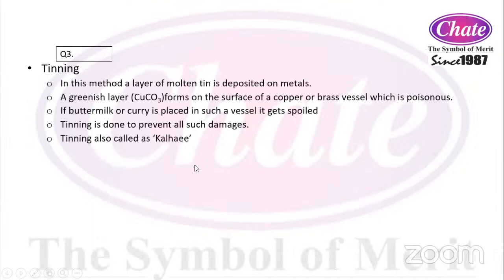Then tinning. Now in this method a layer of molten tin is deposited on the metal. The greenish layer forms on the surface of copper and brass vessels. It is very poisonous. कॉपर कार्बोनेट का लेयर जो है पॉइजनस होता है. Even if you put buttermilk or curry in such vessels, it will get spoiled. Then tinning is done to prevent all such damages. Tinning is also called as kalai.